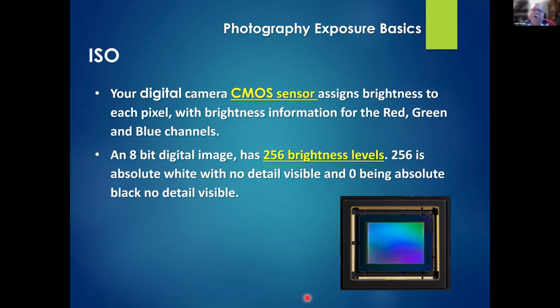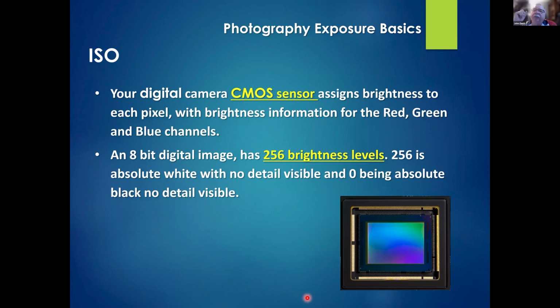And most digital cameras today have something called a CMOS sensor. What it does is assign brightness. Your sensor does not see a picture. It sees light, and then it takes that light and breaks it down into pixels. Your sensor is rated in megapixels, 20 to 40, and the more pixels you have, the sharper your image is going to be.